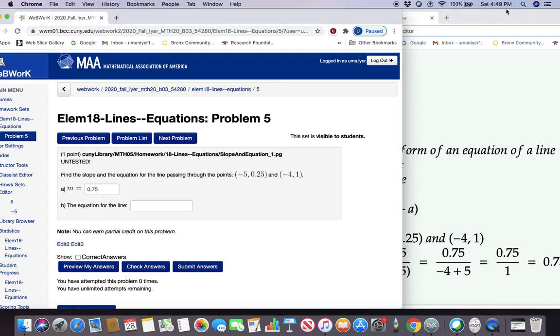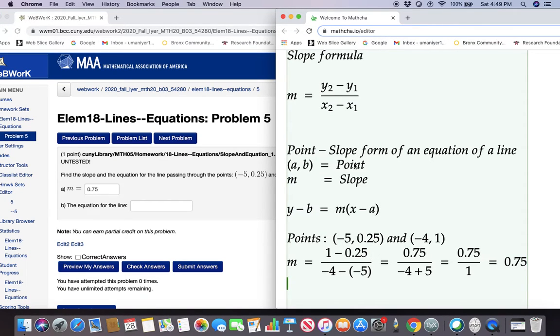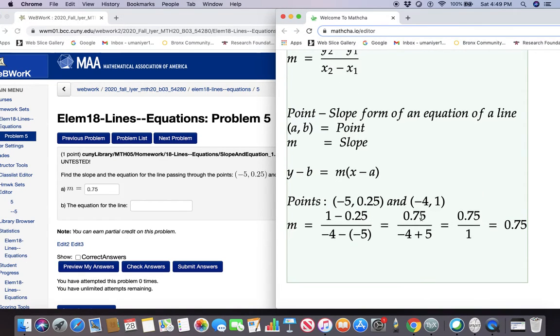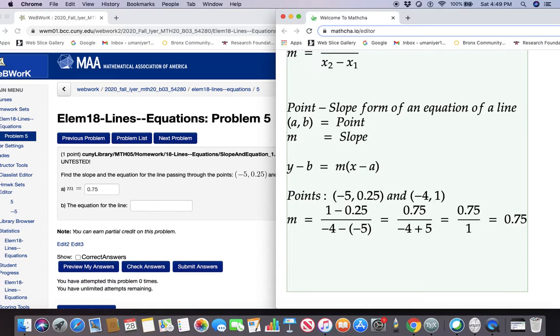Fantastic. Once you have slope, you now need to use either one of these points. It doesn't matter which one. I like whole numbers, so I will use that one. Okay. So y minus y coordinate is slope times x minus x coordinate. Okay, so I have chosen this point. You might as well have chosen this point. No harm done. Okay, so let me simplify this.